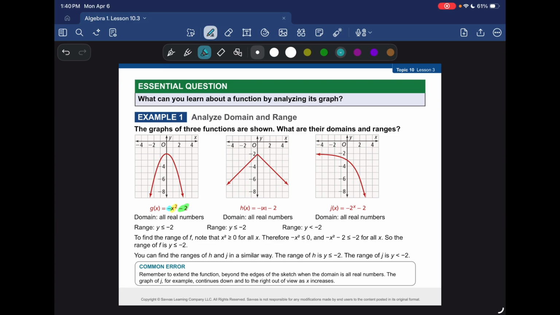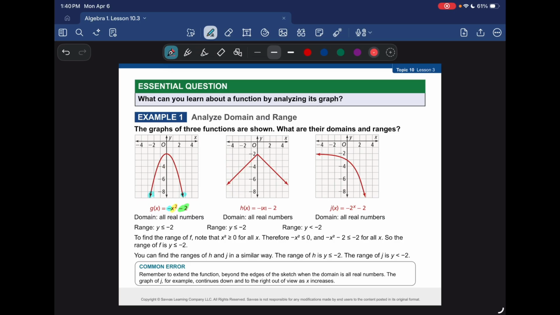It's a parabola, as it is a quadratic function. And since it is a parabola, for all the possible x values, there are arrows on the end of our graph. It continues to go on and on forever to the left and on forever to the right. So our domain is all real numbers.